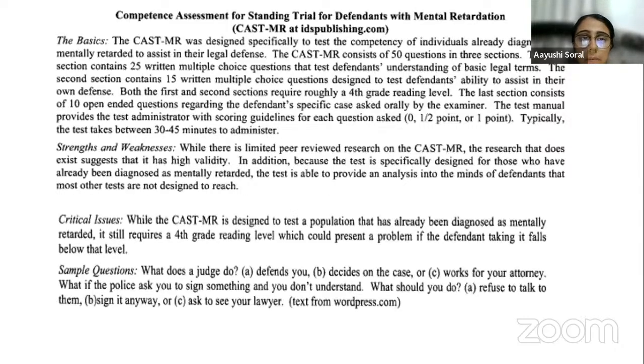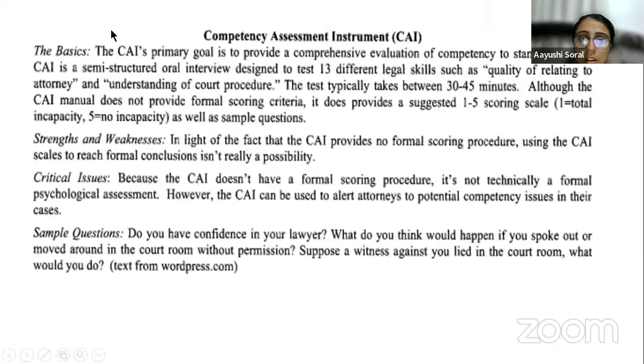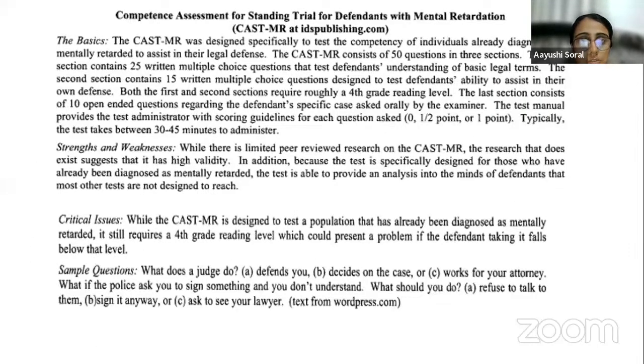First we'll begin with this CAST MR. MR we understand as mental retardation. The new term is intellectual disability as per the new criteria of DSM-5. Earlier it was DSM-4TR, which used the term mental retardation. CAST MR was designed specifically to test the competency of individuals who have already been diagnosed with mental retardation.